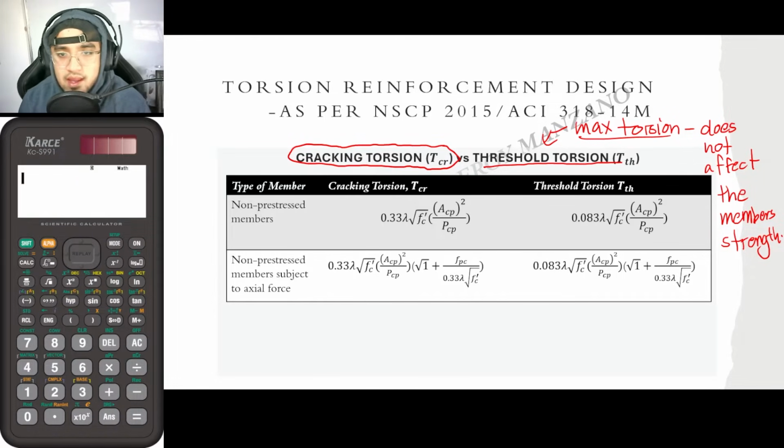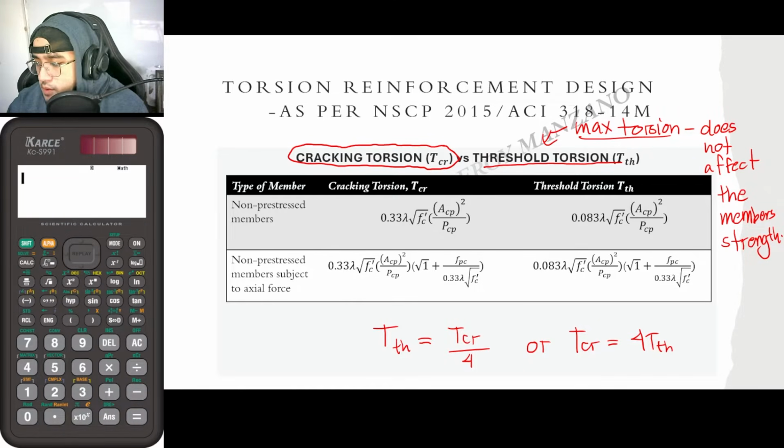So as you can see, in their formulas there is actually a similarity here. For the variables, they have the same variables, but the only difference is this factor here. So this is 0.33 and this is 0.083. So from that, guys, we could say from their factors that the threshold torsion, TTH, is actually equal to just the cracking torsion divided by 4, or cracking torsion is equal to 4 times the threshold.